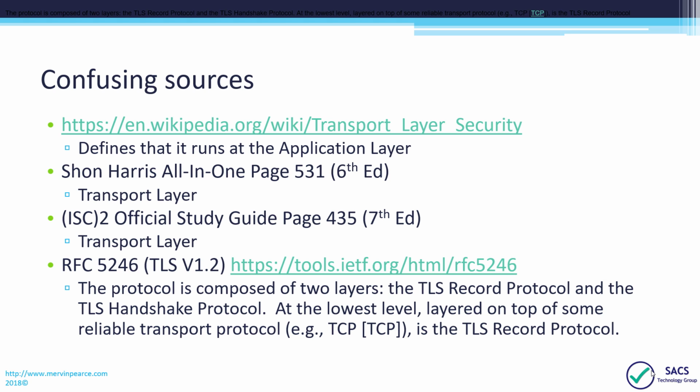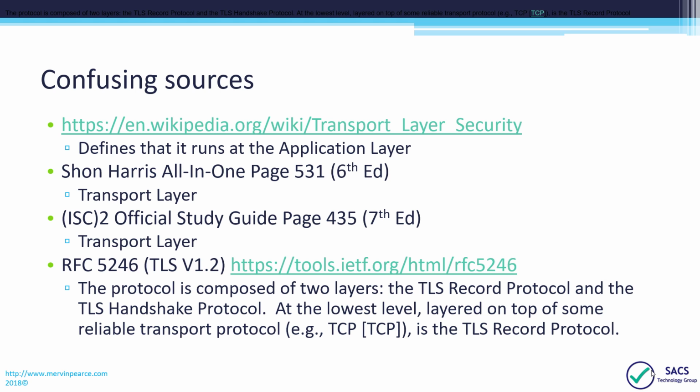There are confusing sources for me. If we look at the Wikipedia in English, which is different from the German one, it defines that it actually does run at the application layer. The Shon Harris All-in-One, that's the 6th edition, on page 531, defines the transport layer. The (ISC)² official study guide, page 437, that's a 7th edition, and I know the 8th edition has been released, but there's no real differences, also defines it at the transport layer.